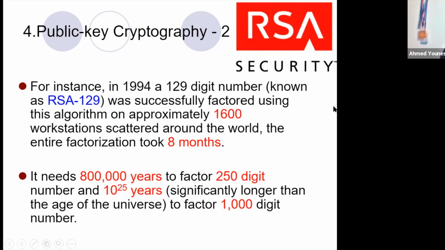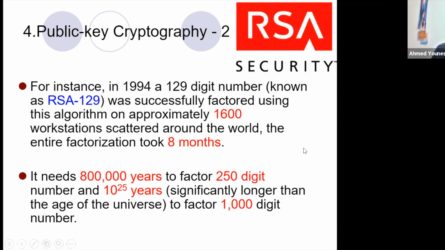A group could factorize this number using 1,600 workstations working for 8 months. So this shows us how hard this problem is. If we have a number not of 129 digits but of 250 digits, using the same technique, we will need this number of years to factorize it. And if we have a number with 1,000 digits, we will need 10 to the power 25 years, which is significantly longer than the age of the known universe, at least as far as we know.